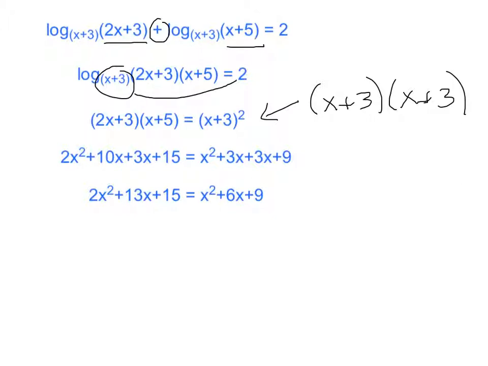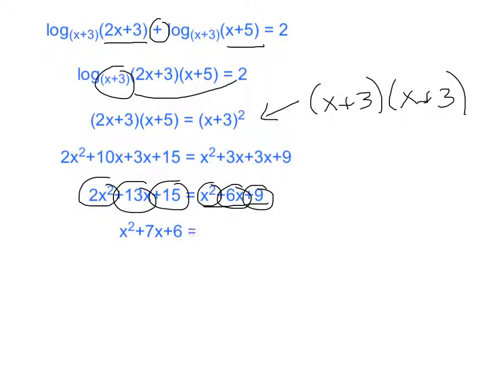So now we want to move everything to one side of the equation. We're going to take all of the terms on the right-hand side and subtract them over. If we take this x squared and subtract it from the 2x squared, that leaves us with an x squared. If we take the 6x and subtract it from the 13x, it's going to leave us with 7x. And if we take the positive 9 and subtract it from the positive 15, 15 minus 9 is 6, so plus 6 equals 0.